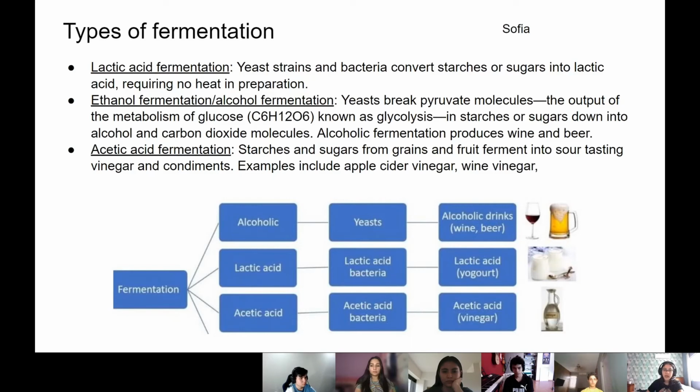Alcoholic fermentation produces wine and beer. Acetic acid fermentation. Starches and sugars from grain and fruit ferment into sour-tasting vinegar and condiments. Examples include apple cider vinegar and wine vinegar.